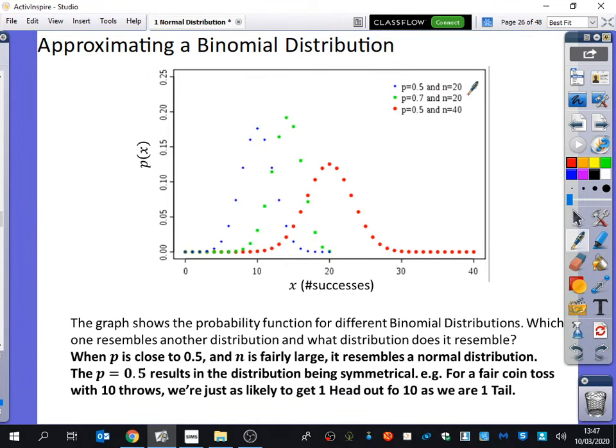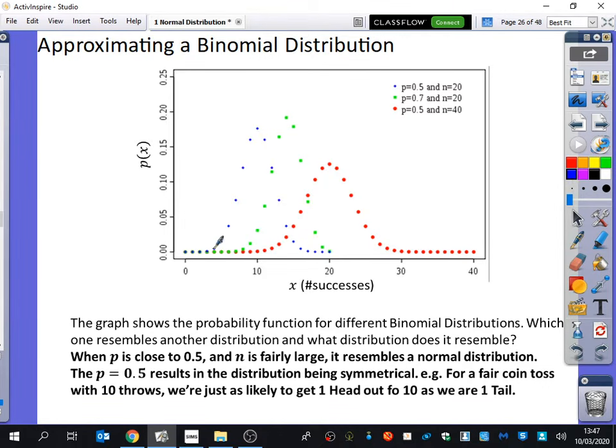So this blue one here is where the probability is 0.5 and there are 20 trials. You can see each of these dots is representing the likelihood of that occurring. Obviously, the peak is in the middle at 10 because that's what we would expect to be the most likely thing to happen. These dots are discrete because when you do a binomial distribution, you can't get an outcome of 3.67. You either get 3 or you get 4.